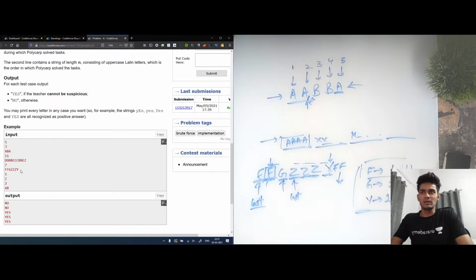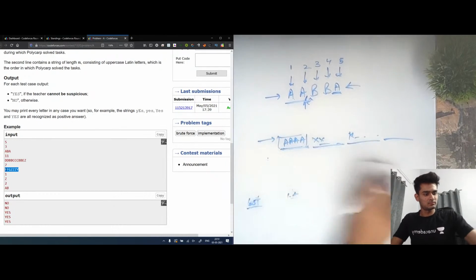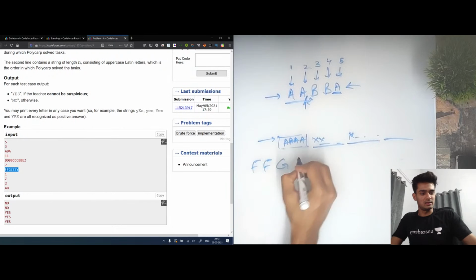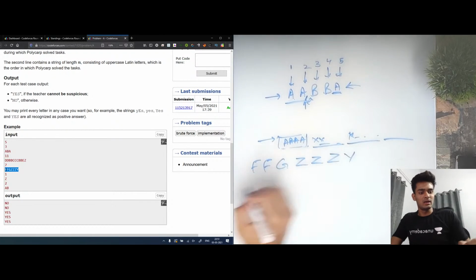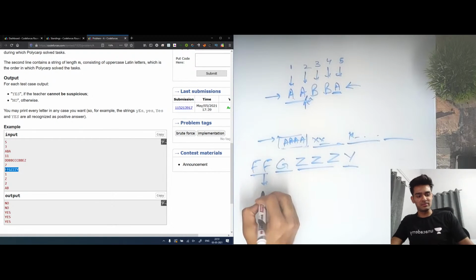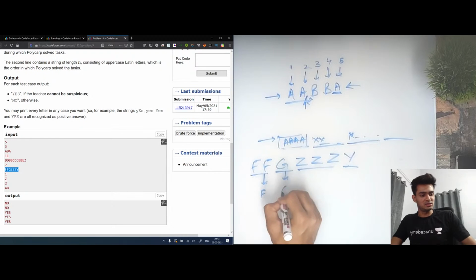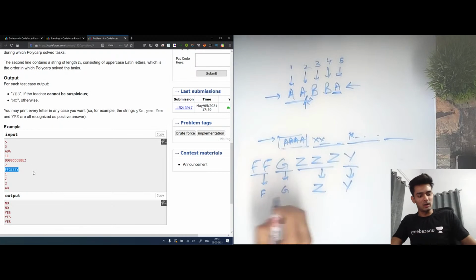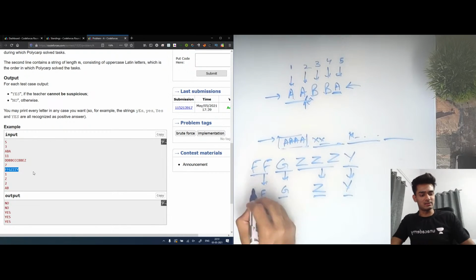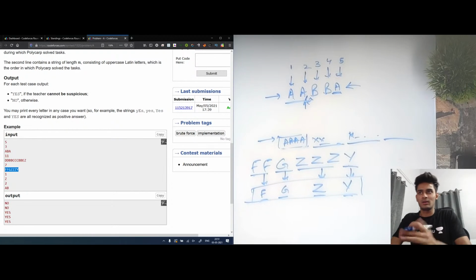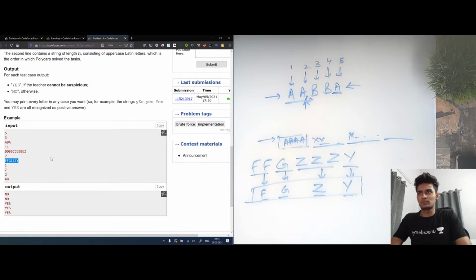Test case number 3 is this one only. So what I'm gonna do is, this is f f g z z z y. I'm going to break this into contiguous segments. So this segment gives me f, this segment gives me g, this segment gives me z, and this segment gives me y. And now I just check if every character in this final string comes a single time only. Okay, I have used ordered set. I don't think that's an issue. You can have an ordered set, unordered set, or whatever.